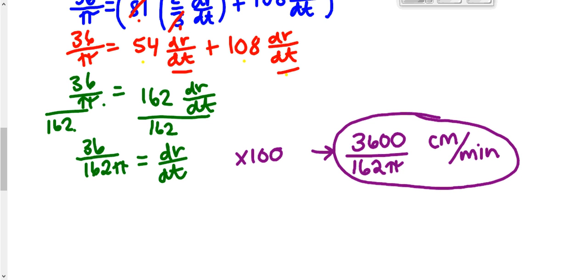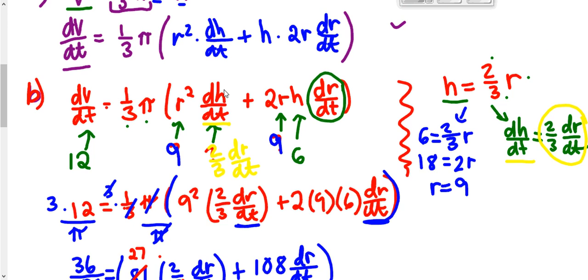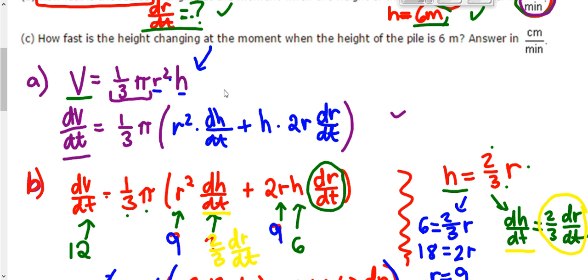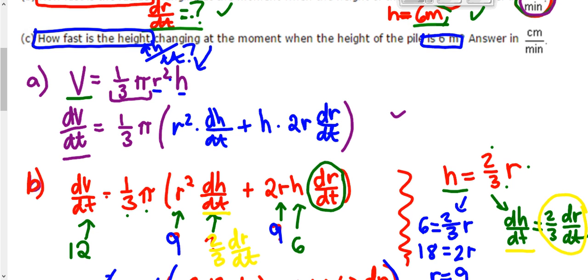Okay, so part C is very similar. There's a couple different ways you can solve part C. So let's go up and read the problem. How fast is the height changing? So now they're asking us for dH dt, at the moment when the height of the pile is 6. That's the same as before, so we can use our information from before. And then again, answer in centimeters per minute.